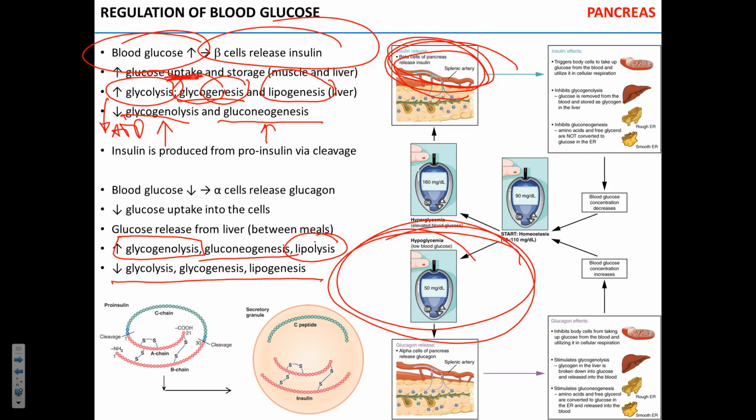Processes that use glucose for energy or storage, what happens to them? They go down, they are inhibited. Does that make sense? Right? You see the balance? Before I try to pull up the islets of Langerhans, I have a question for you.